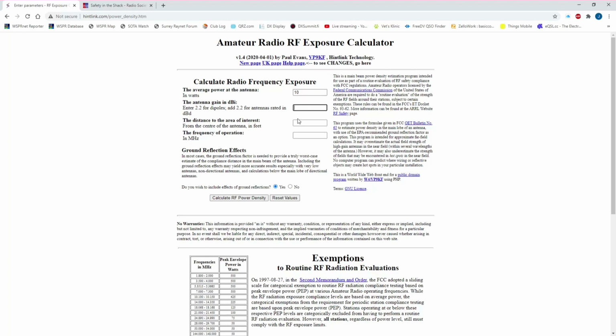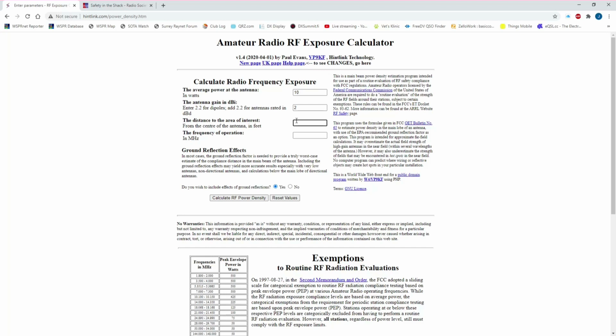So 10 watts. Gain, we'll take it from that chart, was about 1 dB. Let's be a bit more conservative, go 2 dB. It was vertical, it isn't going to be anywhere near that much, but let's go worst case scenario. And distance from the center of the antenna in feet. Now, let's estimate I was about 1 meter, which is, what's 1 meter? About 1.5 meters is 4 feet, isn't it?